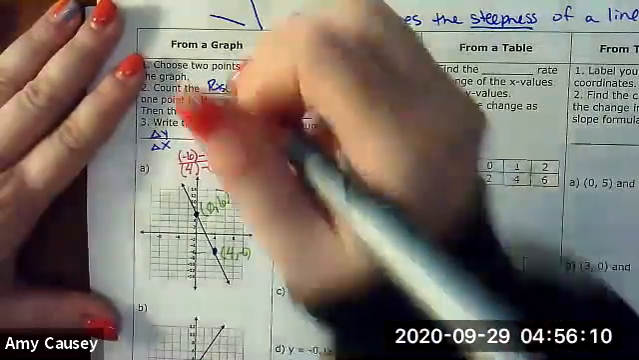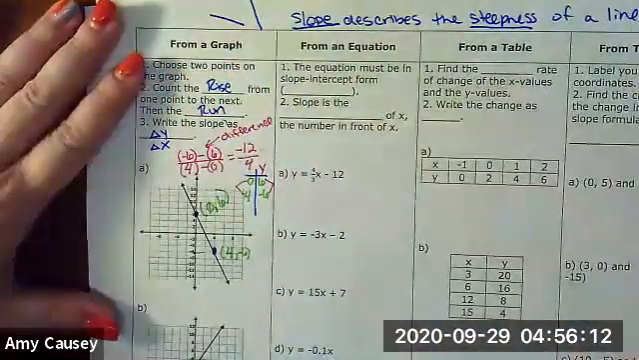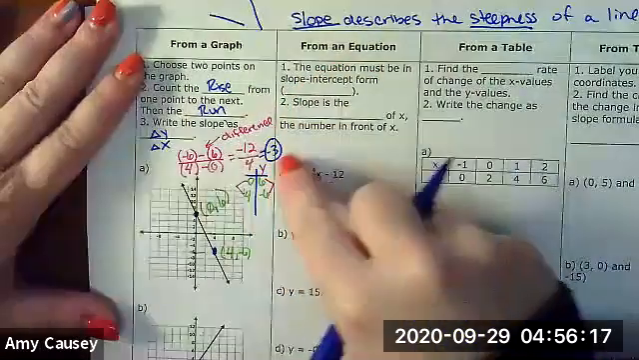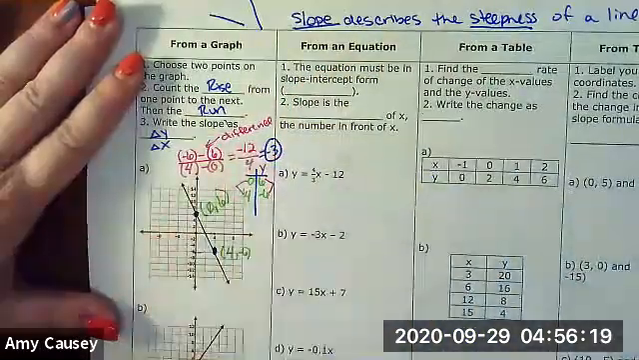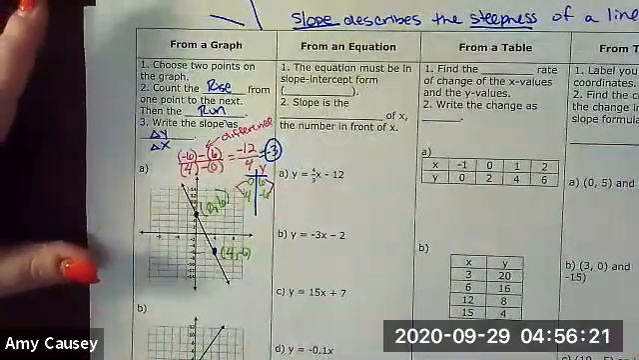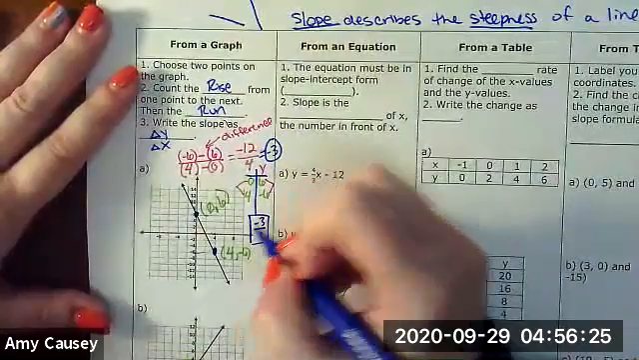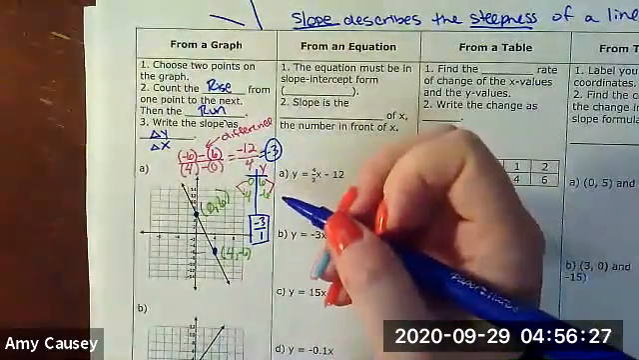The last step is always to reduce. -12 divided by 4 is -3. So this would be the slope of this line, otherwise known as -3 over 1. This is how you write it as change in y over change in x.